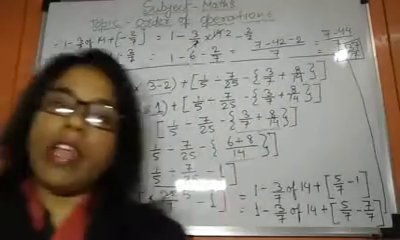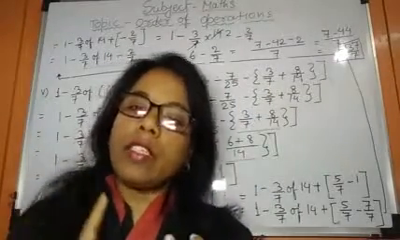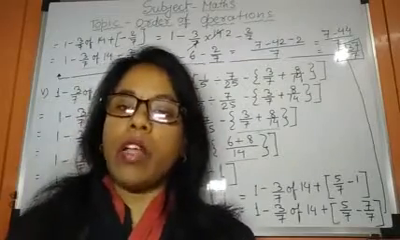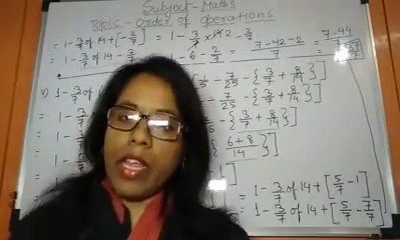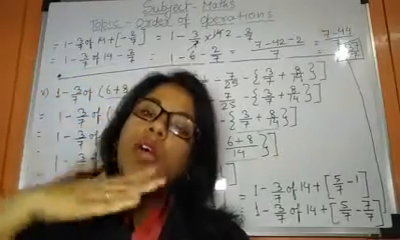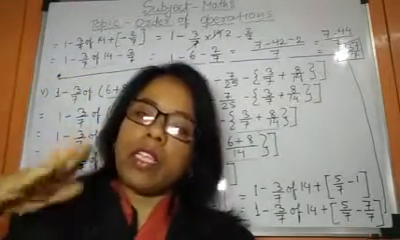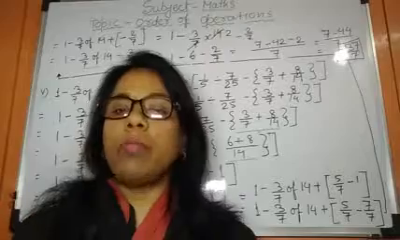So in this way we understood what is DMAS, what is BODMAS, and what is VBODMAS. Fine. And how the mathematical operations go in a particular sequence, a particular order.